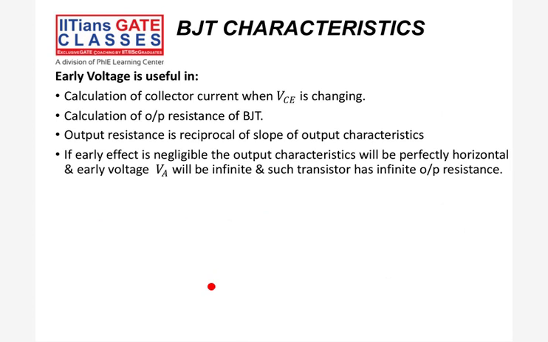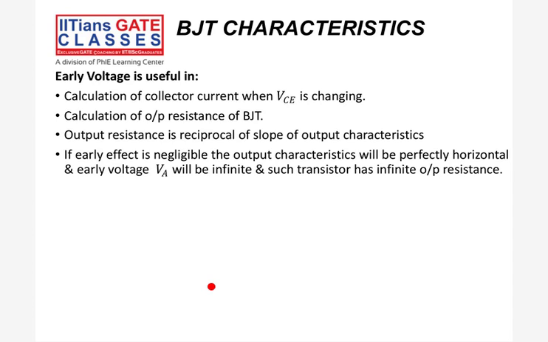Here we can see the calculation of collector current when VCE is changing. When VCE is changing, we can calculate the collector current. That is one point. We can change VCE and calculate the collector current. Second, the calculation of output resistance of BJT. Any output resistance of BJT we can calculate by using this concept. How it will be, we will see later. Just remember these points.